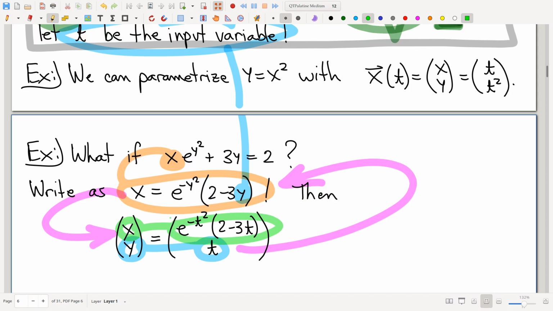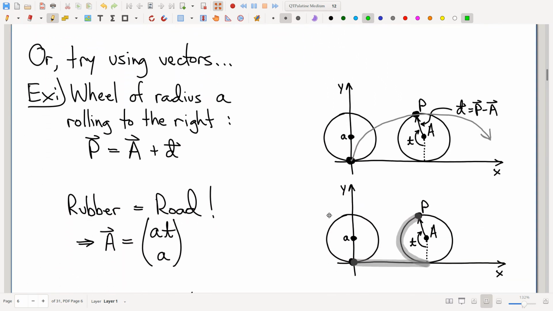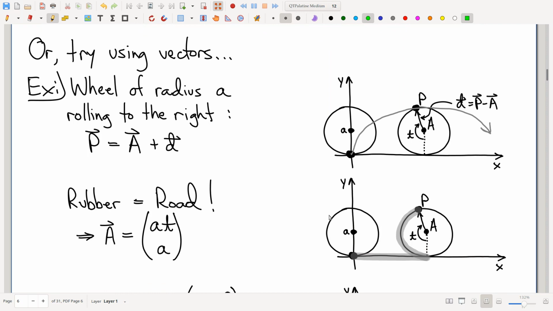Everybody good? Okay, so graph parameterization, you kind of love it. It's so easy and it applies in a very large number of circumstances. It's definitely the first thing to look at in most cases. Now here we have a question. What if there's more than one variable?